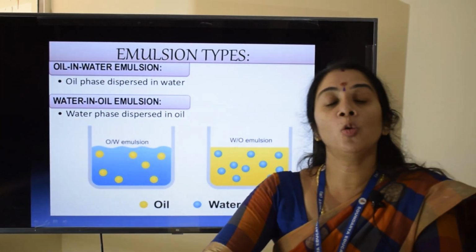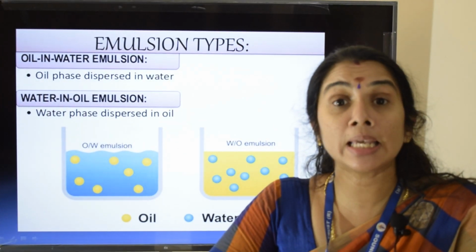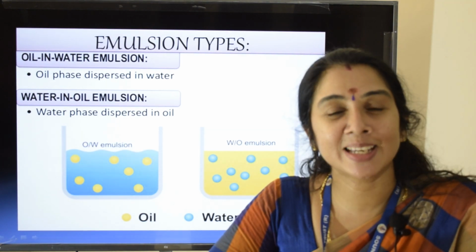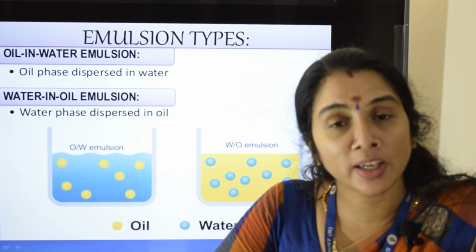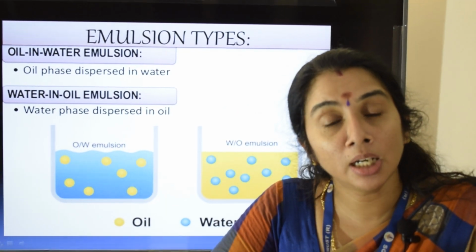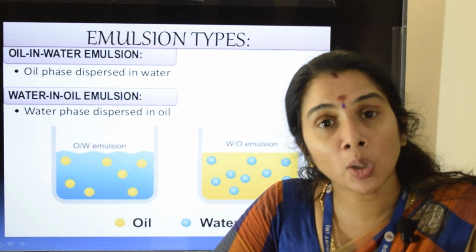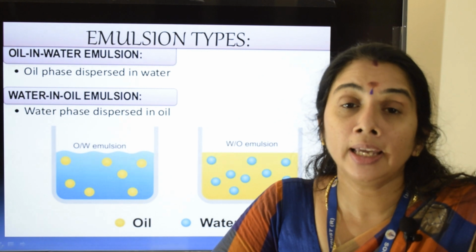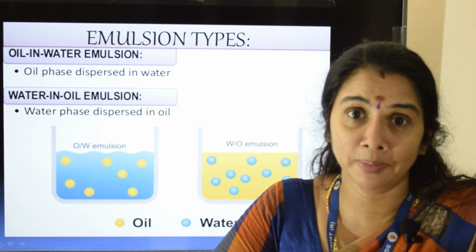Now we are moving on to another type of colloidal system known as emulsion. Emulsion is a colloidal system in which a liquid dispersed phase is dispersed in a liquid dispersion medium. So both are liquid. Liquid is the dispersed phase, liquid is the dispersion medium. Liquid in liquid, that is a heterogeneous mixture. You cannot take homogeneous liquids and mix.